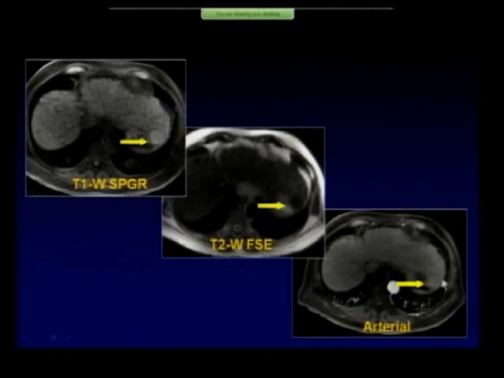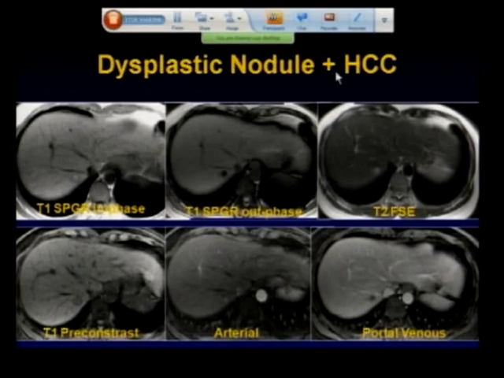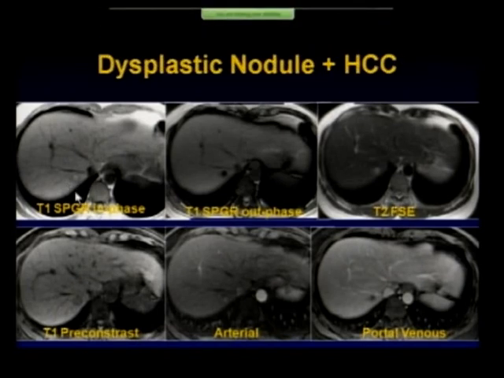On arterial phase, the lesion enhances, and none of these lesions demonstrated washout on portal venous or delayed imaging, and therefore these lesions were regenerative nodules. Let's talk about dysplastic nodule and an HCC.